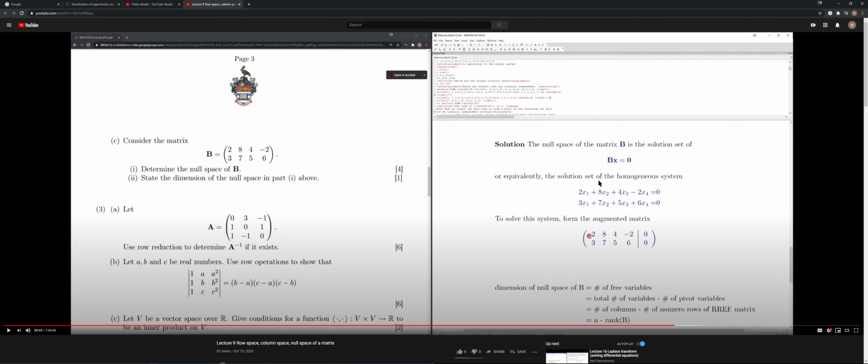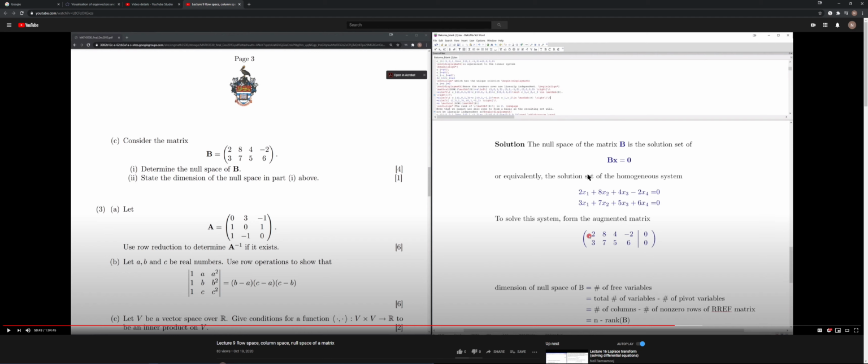And what you could do is multiply out your matrix equation over here, and what you're going to get is a homogeneous system. Here you're using a column vector with x1, x2, x3, and x4. When you multiply this out, you get a homogeneous system. So your null space is the solution set of this homogeneous system, or the solution set of this matrix equation. Now, how do you do this? To get the null space of your matrix, you form your homogeneous system, and then you form the corresponding augmented matrix. But notice that this matrix over here, this 2, 8, 4, minus 2, 3, 7, 5, 6, is really just the same as the matrix that you started with.